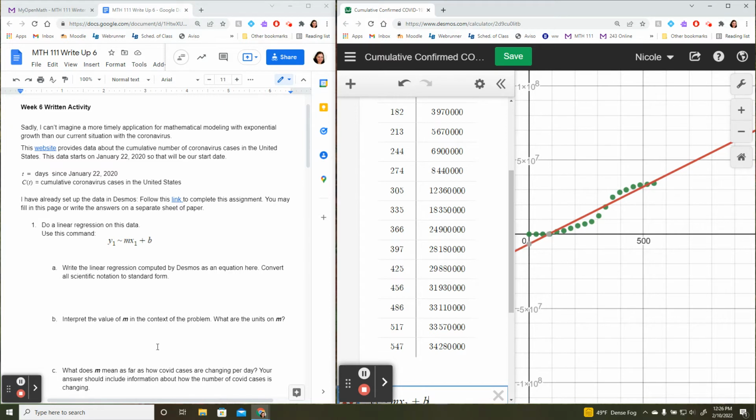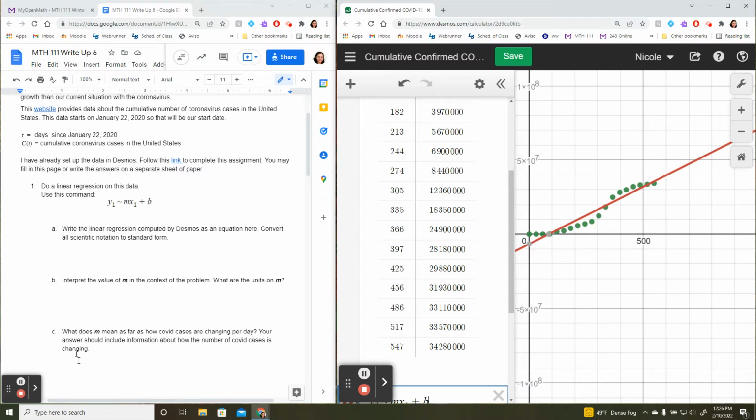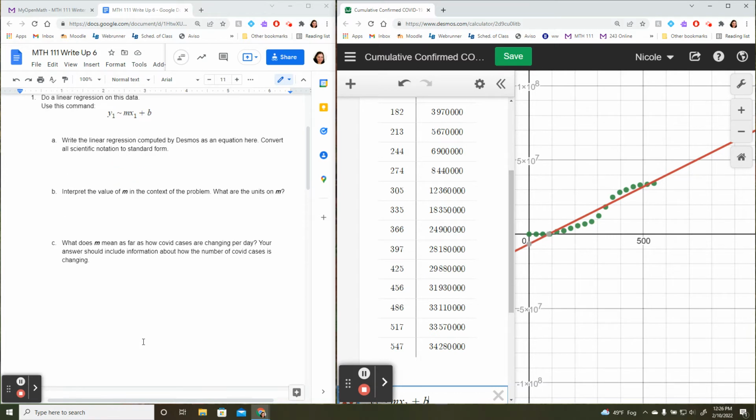Then you need to interpret the context of the slope. Remember, that's the rate of change of the data. So what is the slope telling us? Rate of change, change in output over change in input, that sort of thing. You should have units on that, so something per something else for the units. And what does m tell us about how the COVID cases were changing?